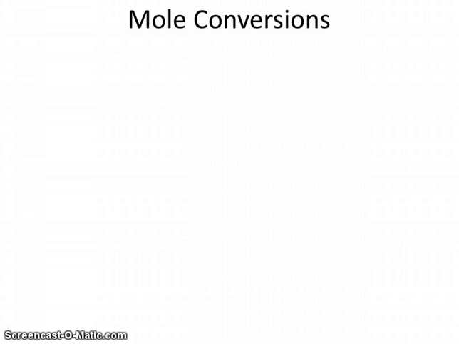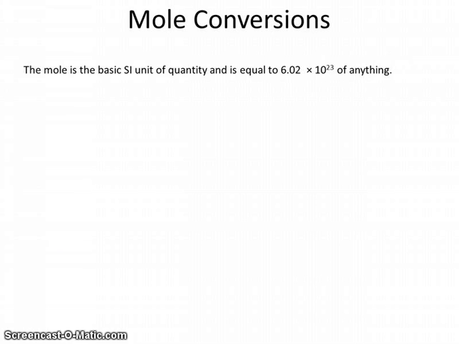Today we're going to talk about mole conversions. This is going to be the backbone of our stoichiometry calculations, so we need to understand some things about it. The mole is the basic SI unit of quantity. This is 6.02 times 10 to the 23rd of anything you can think of. We've got some useful mole conversions that we'll use in chemistry, some of which are as follows.